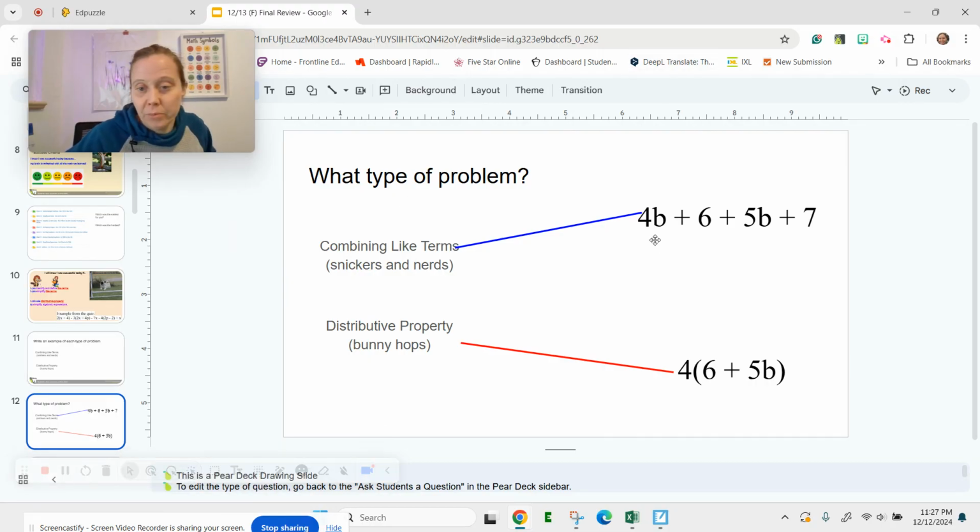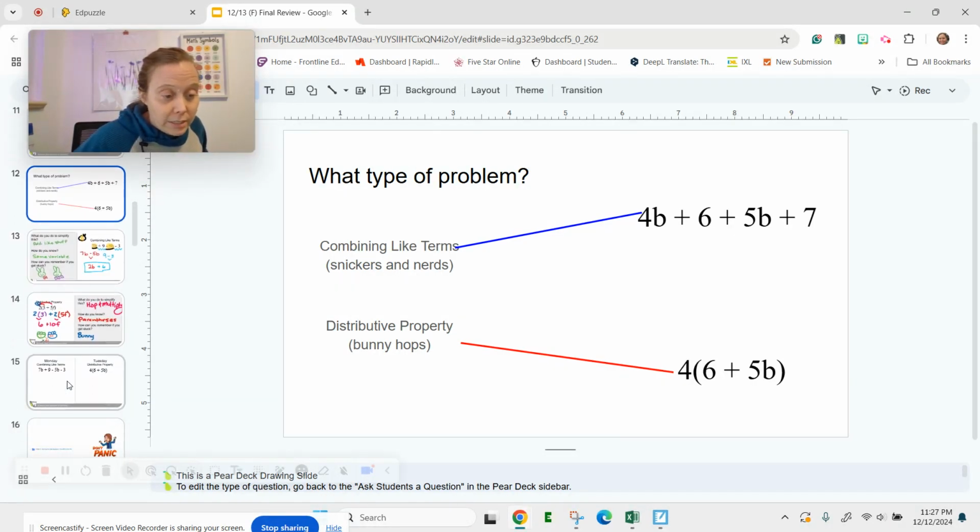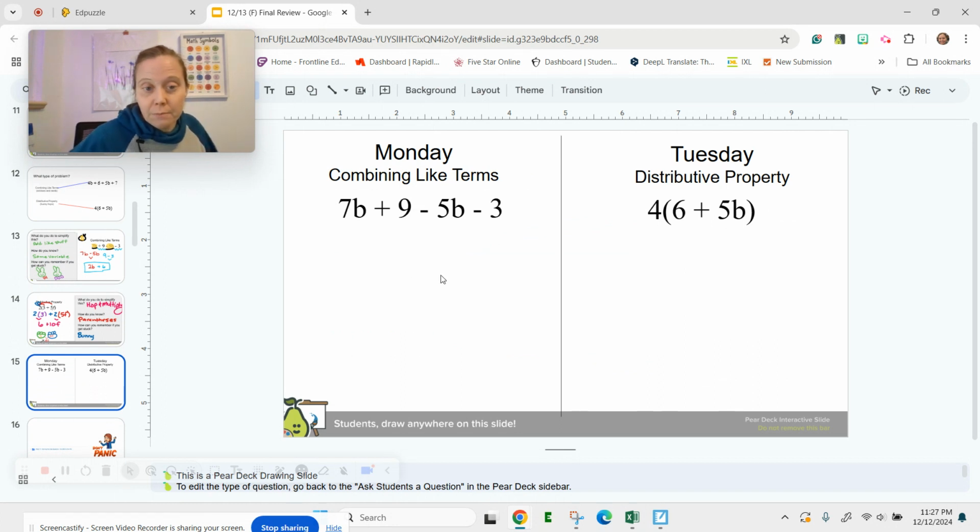Okay, so you can see this problem right here, 4b plus 6 plus 5b plus 7. Again, terms that have similar variables or the same variable. And then distributive property, a number in front of parentheses, and 2 terms on the inside that we can't combine. Okay. So let's look at this problem over here. This is a combining like terms problem.